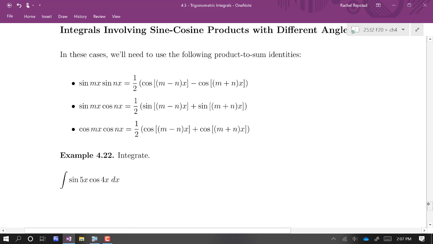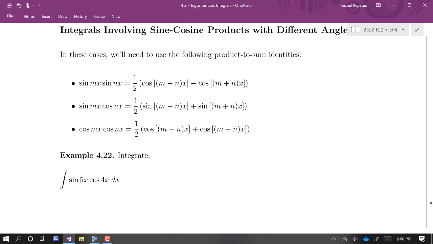Right, the last thing that we're going to look at today is what if we have some products that involve different arguments or different angles. And in particular, we're going to look at sine-cosine products. So we have a sine times cosine, but the arguments are different, right? All the ones that we've been dealing with, our arguments have been the same, right? And that's what makes the whole u substitution work, right? If the derivative of sine 2x is cosine 2x times 2, it's not cosine x or cosine 3x. You can't just change up the argument like that.